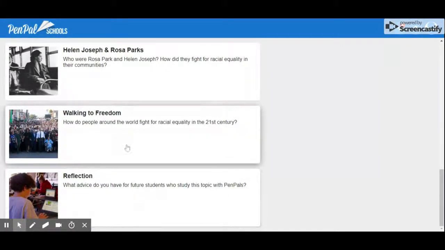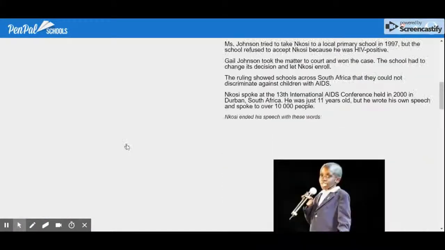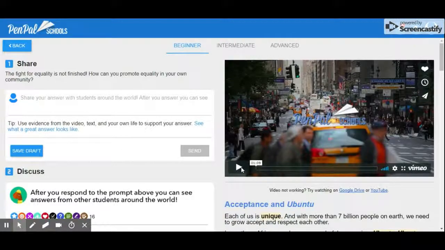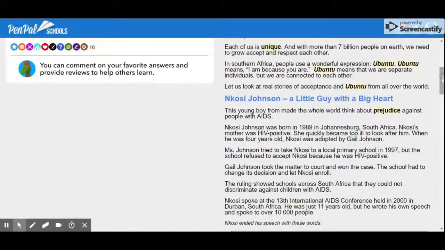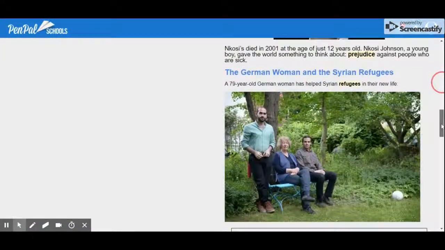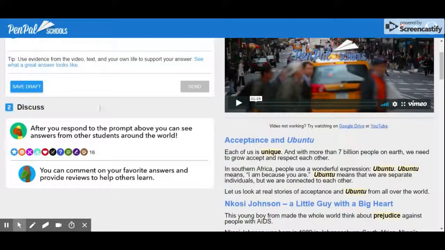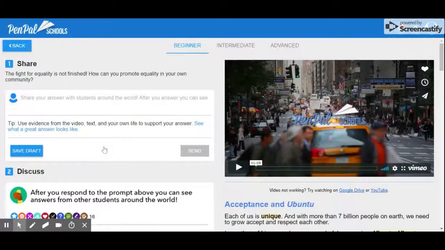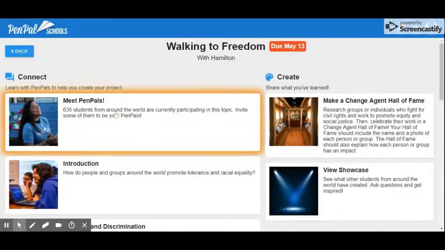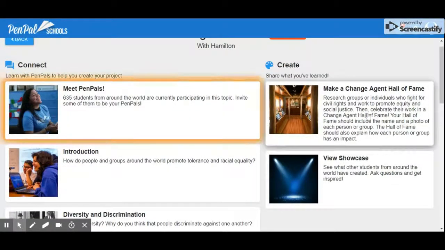So for example, if they wanted to pick another one, it gives them all of this information. There's videos, there's information about different topics, and then they get to share their answer and send it to other students and then discuss those answers. So the collaboration is really cool on this website with all these different topics.